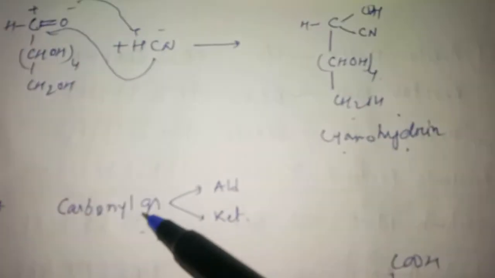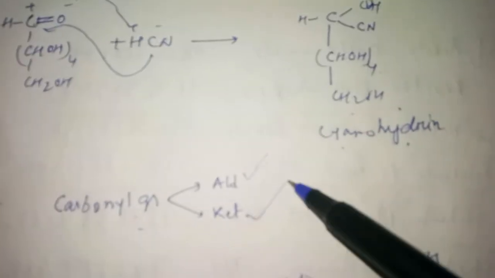Now the carbonyl group may be an aldehyde or a ketone. To check that, we react glucose with a very weak oxidizing agent, bromine water. With bromine water, it reacts to give gluconic acid. Since it reacts with bromine water, it is an aldehyde, not a ketone. So we have satisfied that it is an aldehyde.